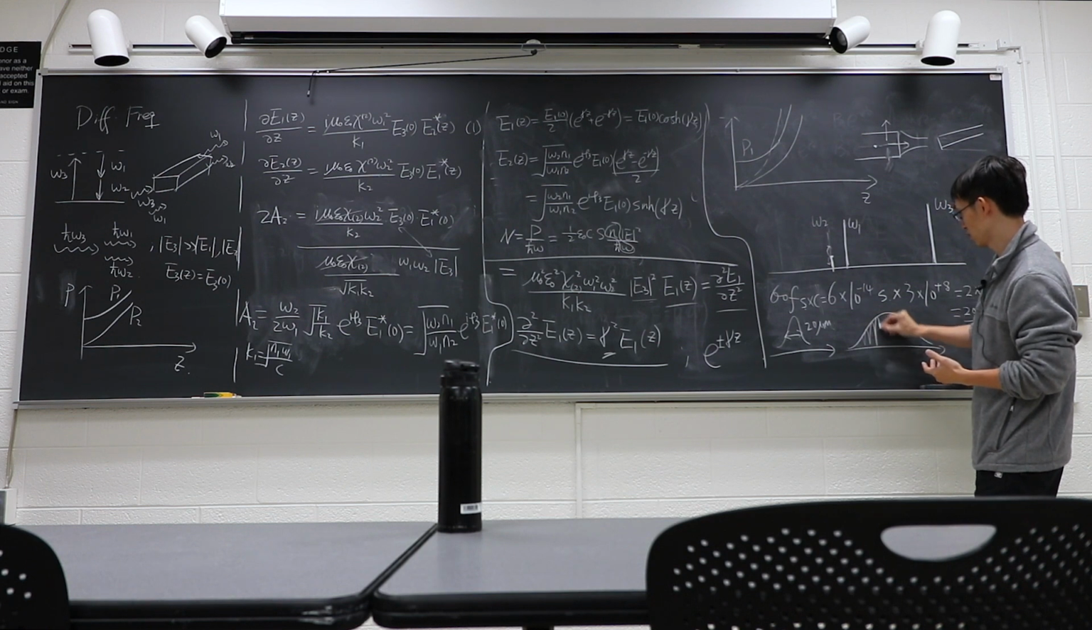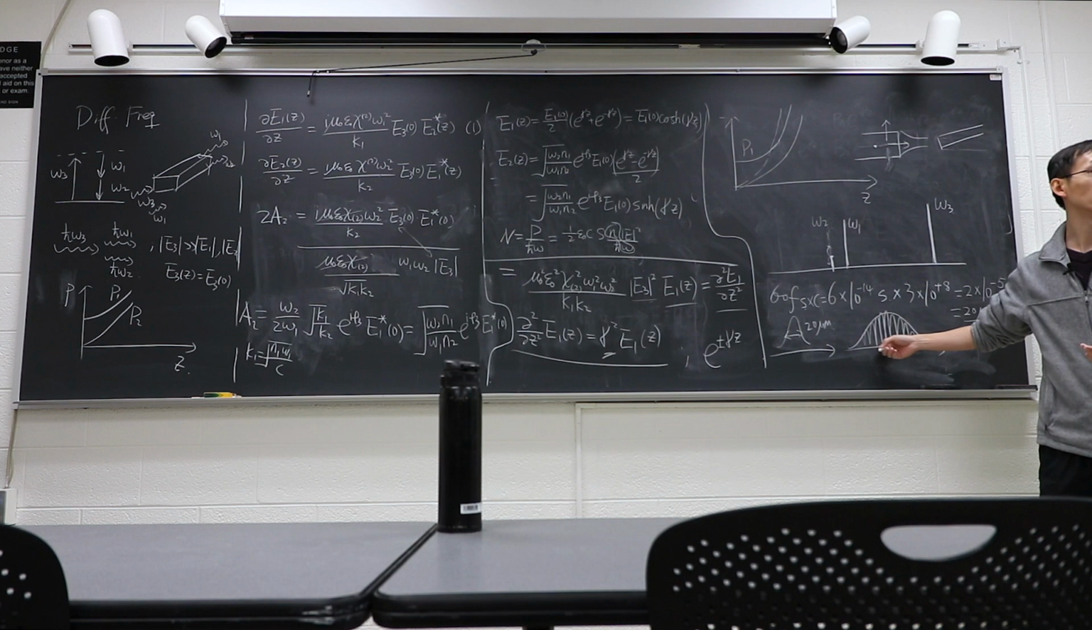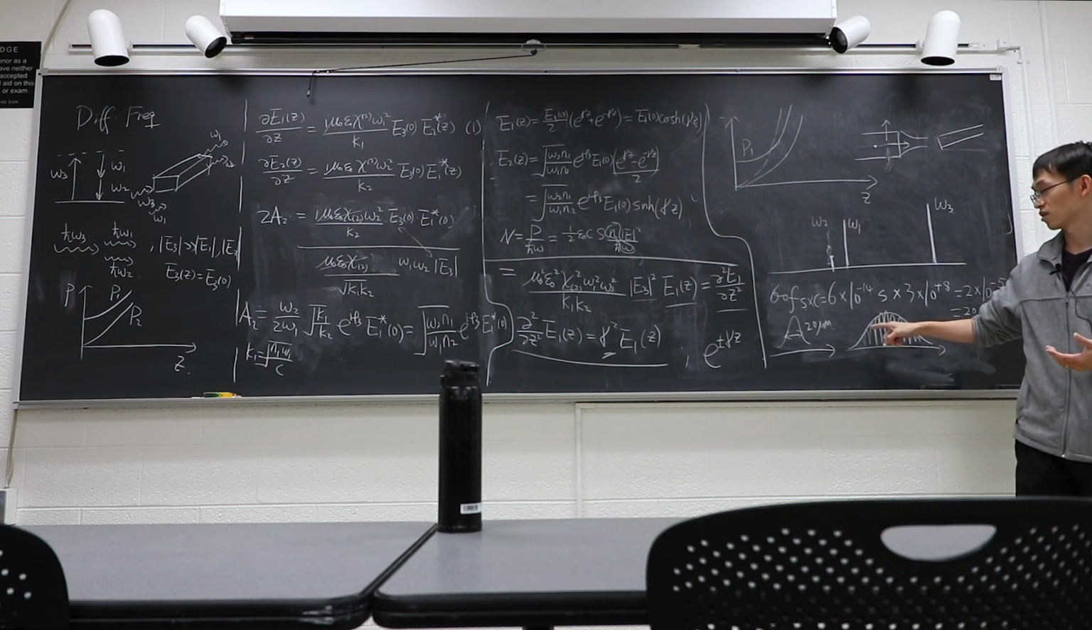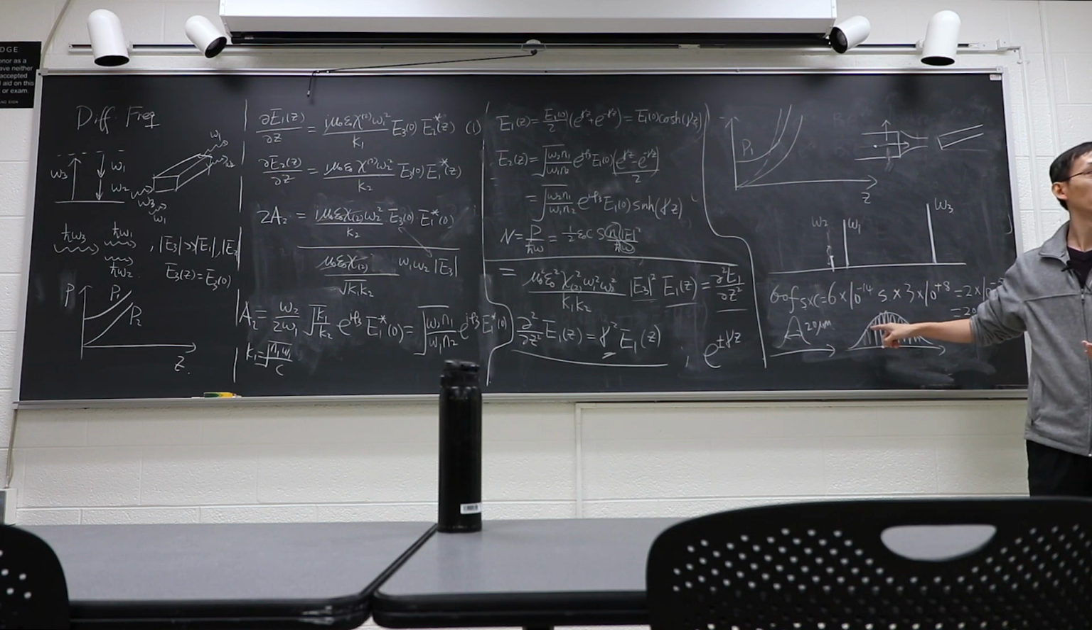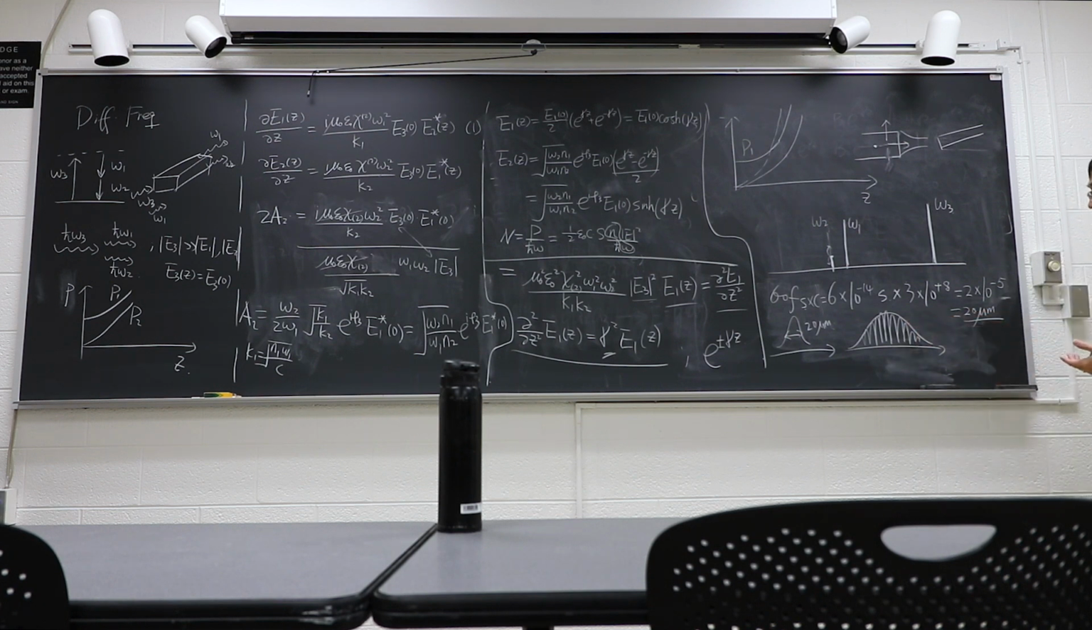there's only 20 oscillations of light inside, because each wavelength, let's say it's 1 micron, then you only have 20 wavelengths inside. Okay, so that's actually fairly amazing.